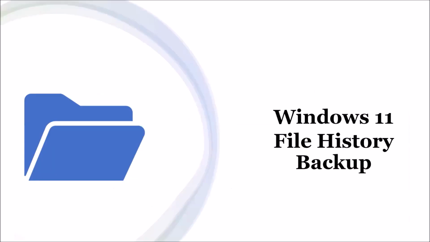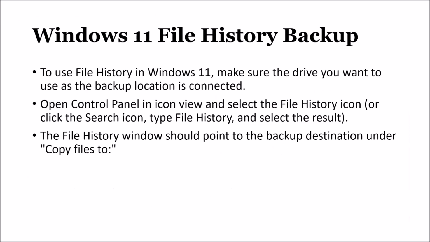For the Windows 11 file history backup, the procedure is somewhat different. To use File History in Windows 11, make sure the drive you want to use as the backup location is connected. You'll open the Control Panel in the icon view and select File History, or click the search icon, type File History, and select the result. The File History window should point to the backup destination under Copy Files to.